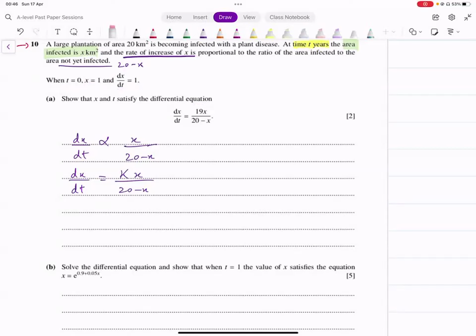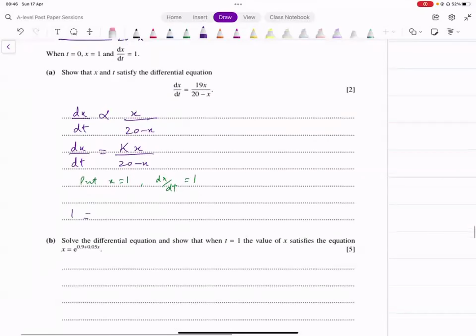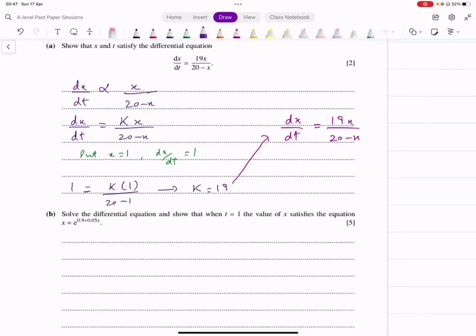So input x equals 1 and dx over dt equals 1 into this. We get 1 equals k into 1 over 20 minus 1, and that gives us k equal to 19. So the differential equation therefore turns out to be dx over dt equals 19x over 20 minus x. This is what we had to prove. That's the first part.